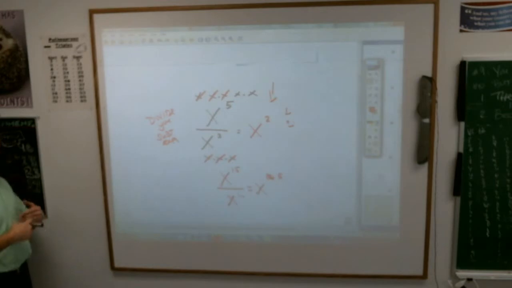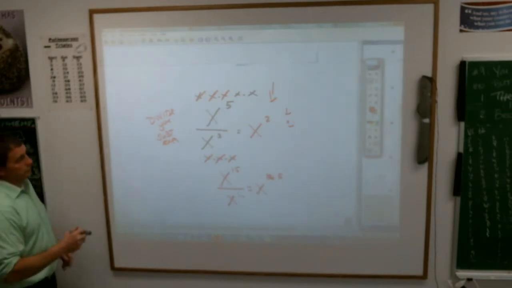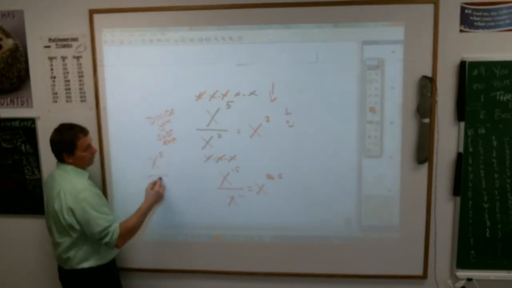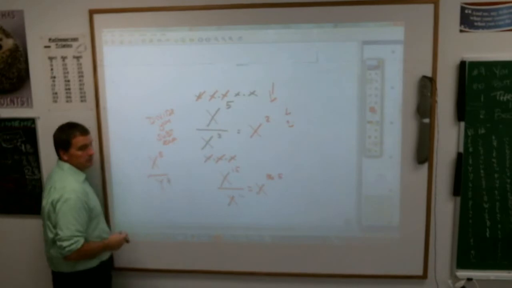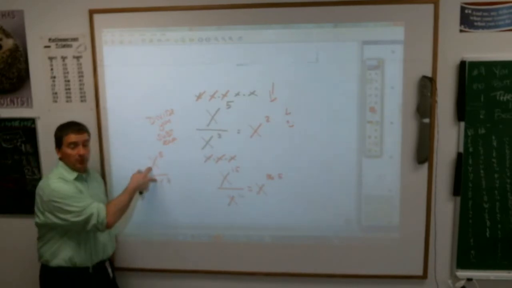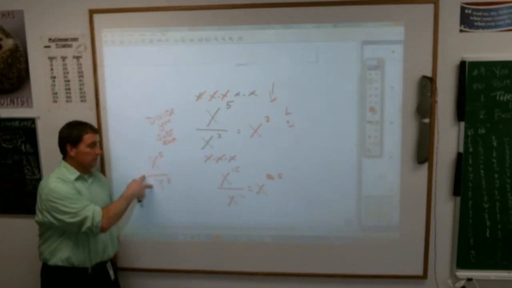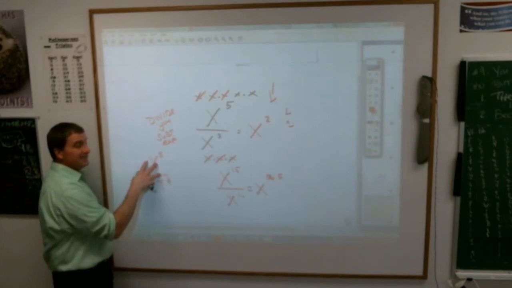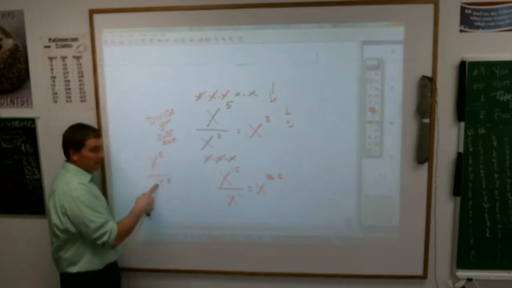Now you have to be careful. In order to do that, they have to be the same bases. In other words, if you had x to the 5th power over y to the 3rd power, you can't do that there because they have to be the same. They have to both be x's. You would not get xy to the 2nd power. They have to be an x and an x.